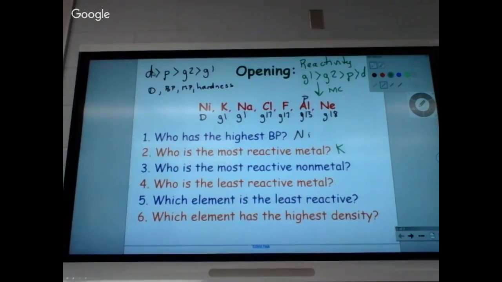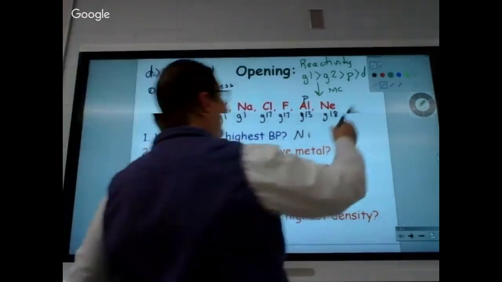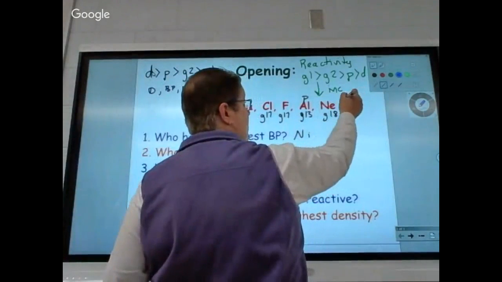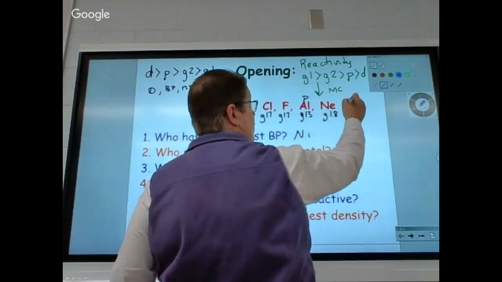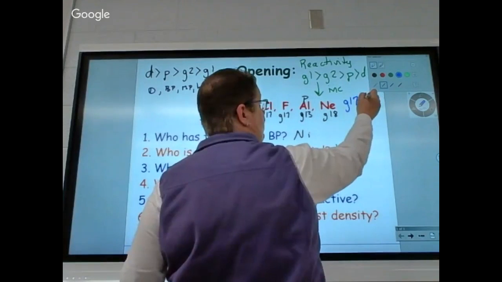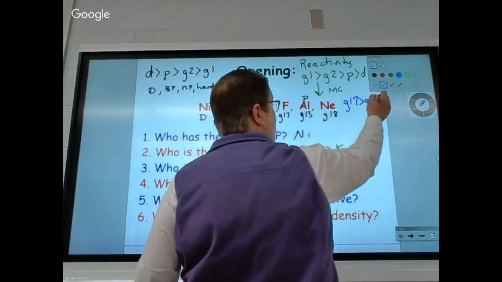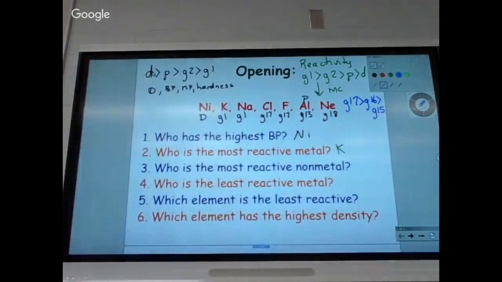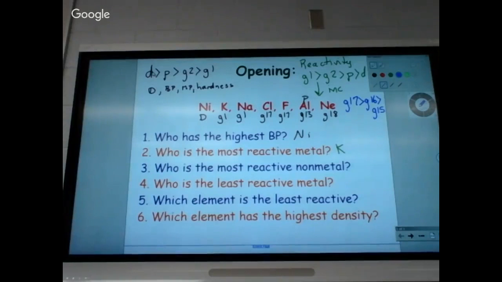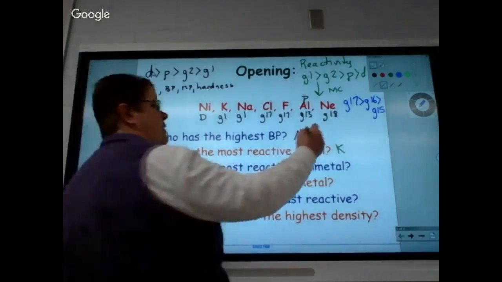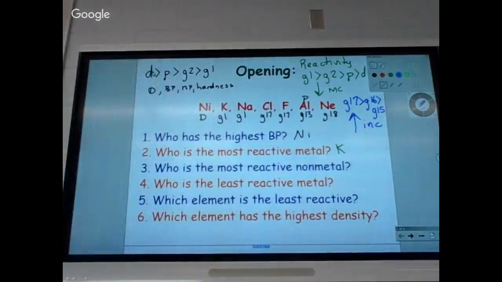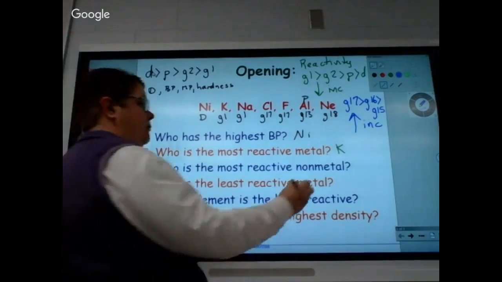So who's the most reactive nonmetal? If we do reactivities for nonmetals, what's that trend? Group 17 is more reactive than group 16, which is more reactive than group 15. So, which group is most reactive up here? 17. Now I've got 2 of them, right? So what's the trend there? More reactive as you go up. So I have 2 of them. So who's further up?